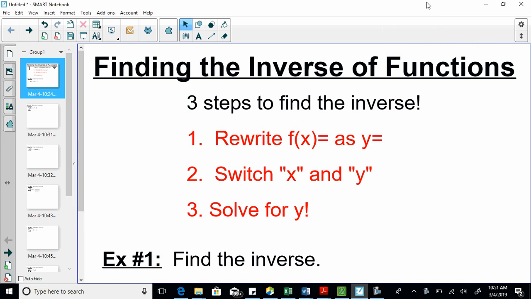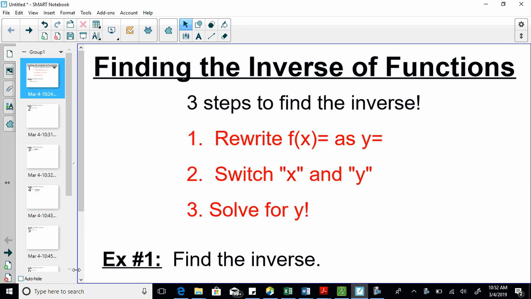So today we're going to do finding the inverse of functions. There are 3 steps you always have to remember to do when you're solving to find the inverse of a function. Step 1 is to rewrite f of x equals as y equals. Then we're going to switch x and y. X and y are in quotations because it won't always be x. It may be n, m, whatever, but we always switch it with y. And lastly, we solve for y.